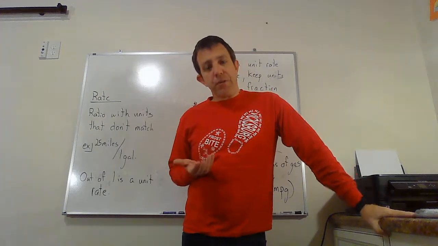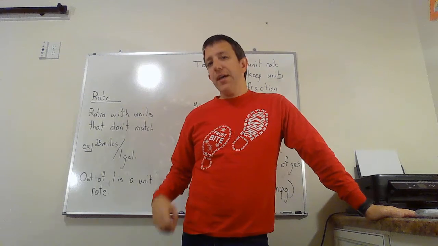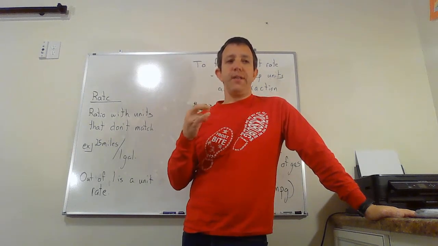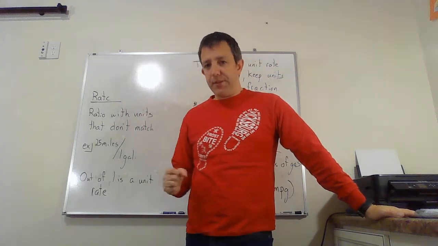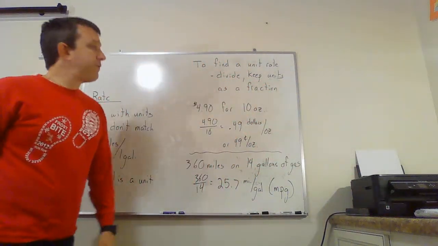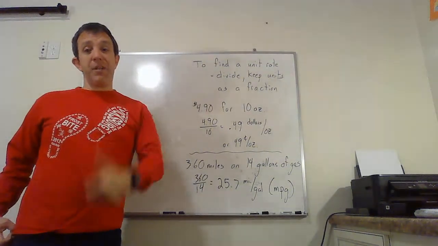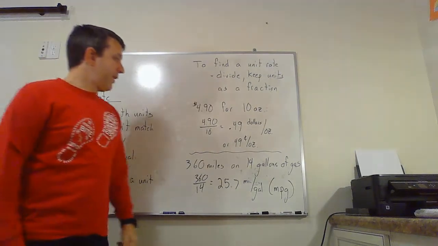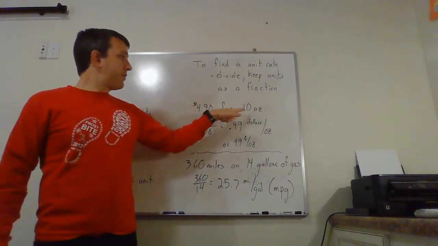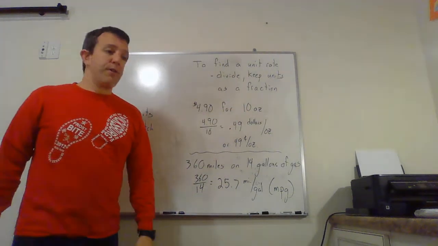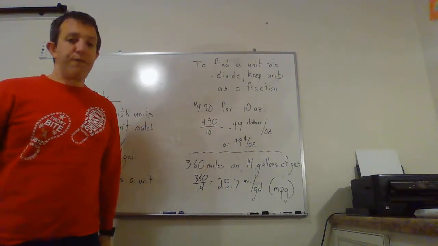You might see it if you go to the grocery store and you look at the little tags that they have that tell you the prices, and it'll be like the cost per ounce maybe of cereal. So a couple of examples of doing unit rates. To find a unit rate, we're just going to divide top number by the bottom number and then keep the units as a fraction. So for instance, that box of cereal, maybe it costs $4.90 and it's 10 ounces of cereal. If you do the division, 4.90 divided by 10, you get 0.49.